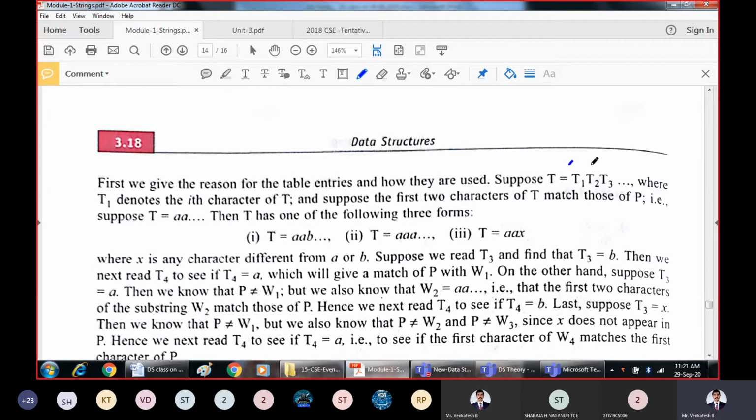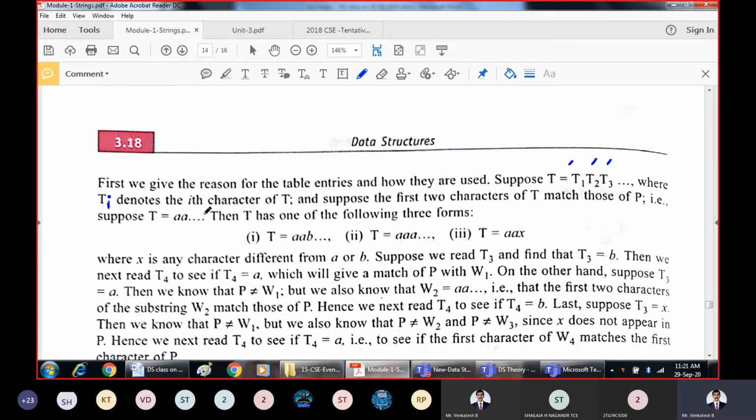Now these are the characters, as said earlier, where Ti denotes the... this must be Ti, it is wrongly printed in the textbook. Ti denotes the ith character of the T. And suppose the first two characters of T are matching with P. See, you have to make some imaginations or assumptions in this algorithm. So don't jump to the conclusion that you are not following. So please assume the things.